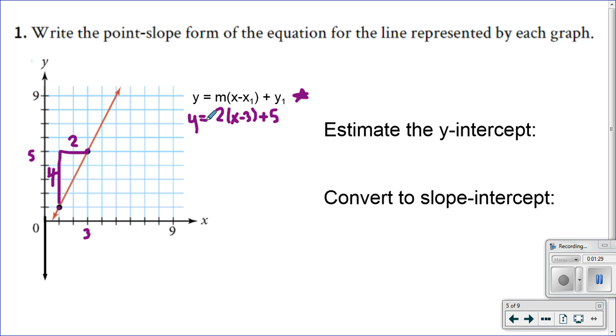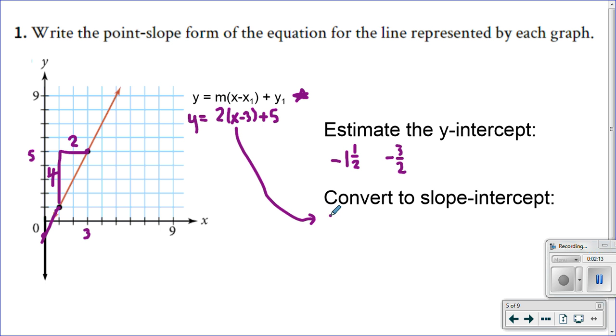Now let's estimate the y-intercept. This line doesn't cross the y-axis in the graph that I have right here, so I'm going to continue that line down until it does cross the y-axis. It looks like it crosses at a negative, maybe negative 1.5. So y is maybe about negative 1.5 or negative 3/2, using improper fractions. But let's convert this to slope-intercept form to see if our estimate for the y-intercept is close.